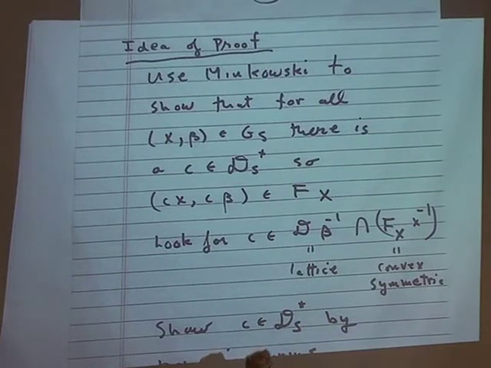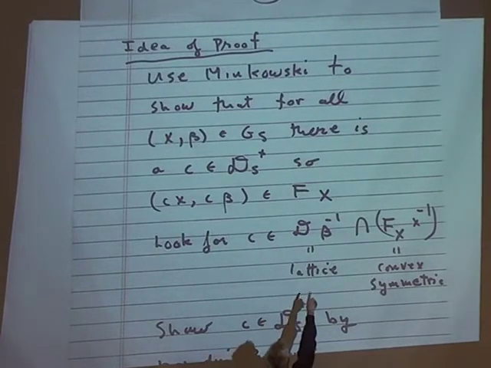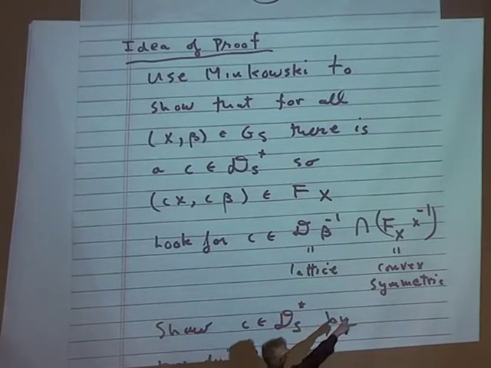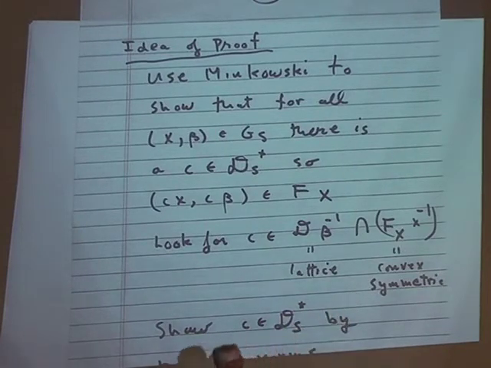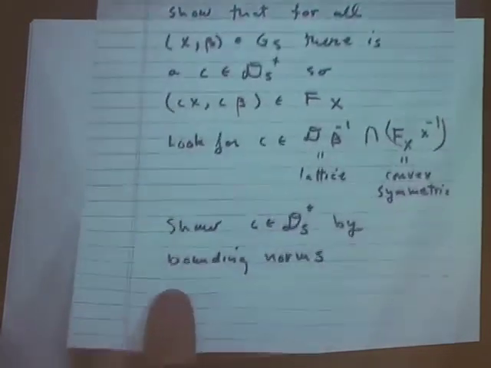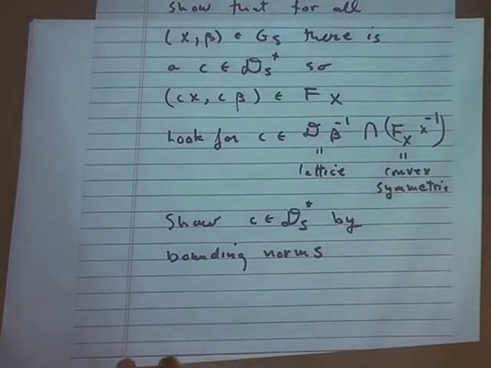And a miracle that happens here is because I'm multiplying, the lattice is defined by beta, and the convex symmetric set is defined by multiplying f of x by x inverse on the right. Well, those multiplications change volumes by exactly the same factor. So Minkowski is good enough to produce an element that lives in this lattice and in that convex symmetric set.